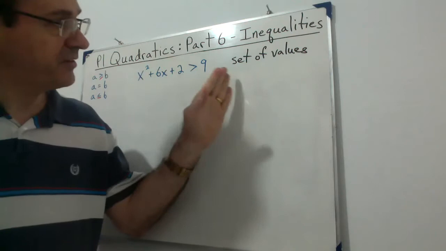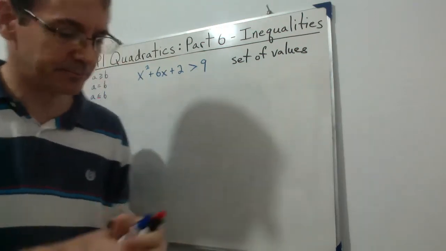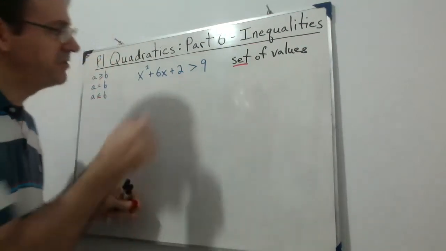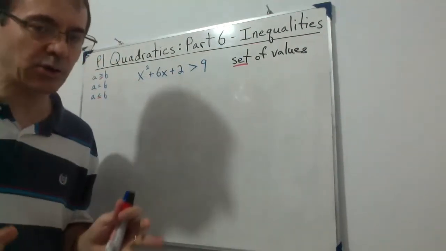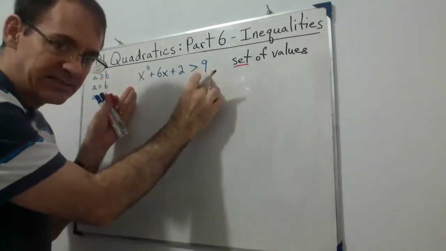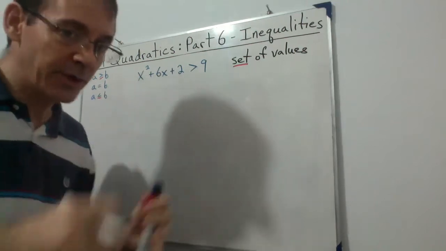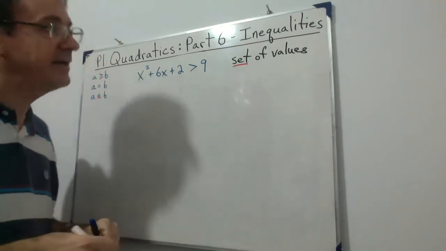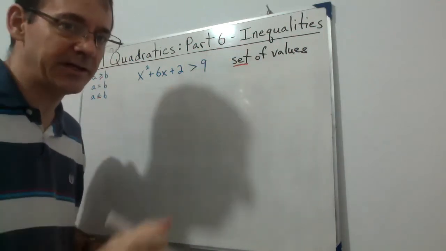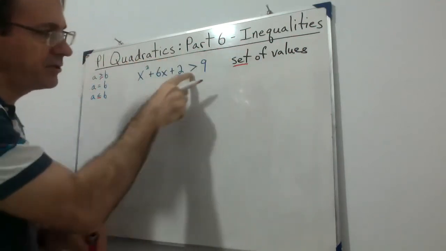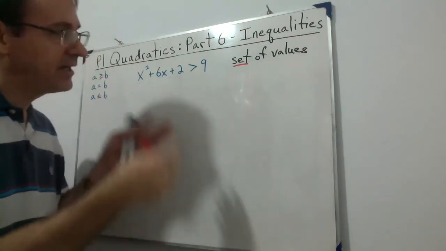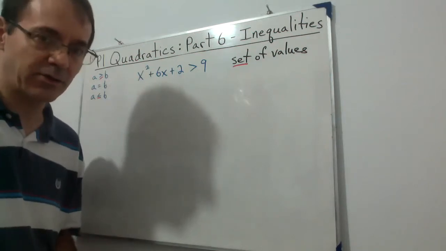Now, if it says set of values, this word set is your key word that you're going to be dealing with an inequality. So again, whether this is a question type by itself or buried within another question type, you will see in the instructions, find the set of values. That is your clue that you're going to be dealing with an inequality, and usually it's going to come off of a quadratic type equation.